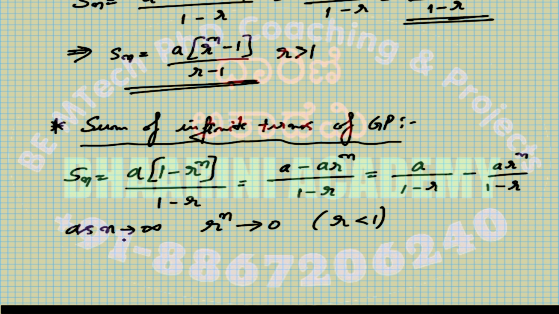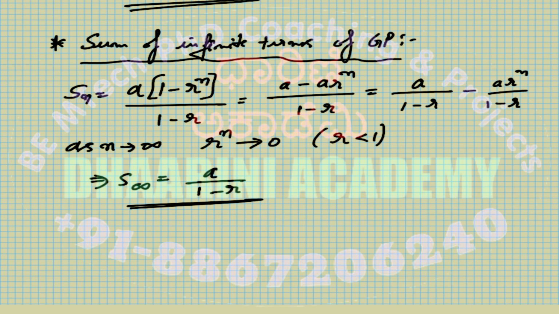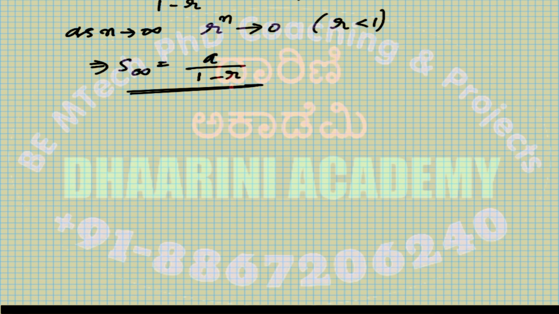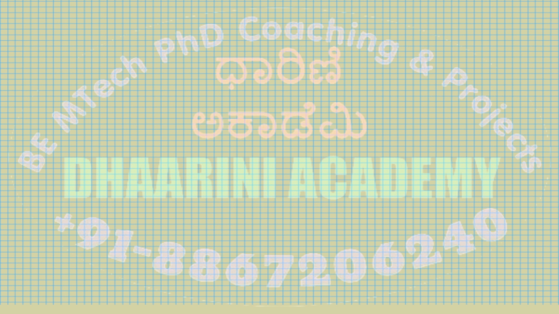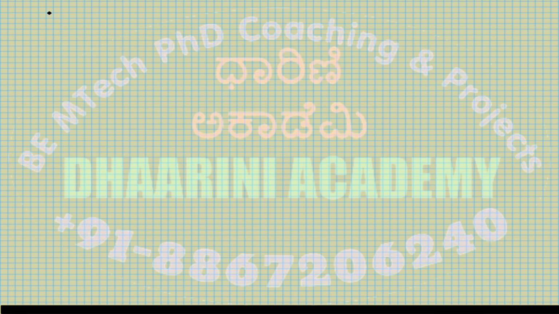So this implies S infinity, the sum of infinite terms, is simply a divided by 1 minus r. So we need this in order to calculate the required answer, either for n terms or infinite terms. All right, then let us go to an application first. This application is the fractional representation of a recurring decimal, right?